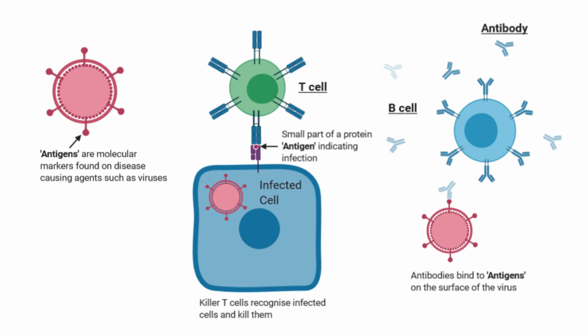Vaccines work by presenting antigens, molecular markers found on disease-causing agents, to the immune system. In response, specific components of our immune system, antibody-producing B cells and T cells, are formed that recognise and remember these antigens. Then, if the actual disease shows up with the same antigens, the immune system can quickly respond to kill the disease and protect against infection.